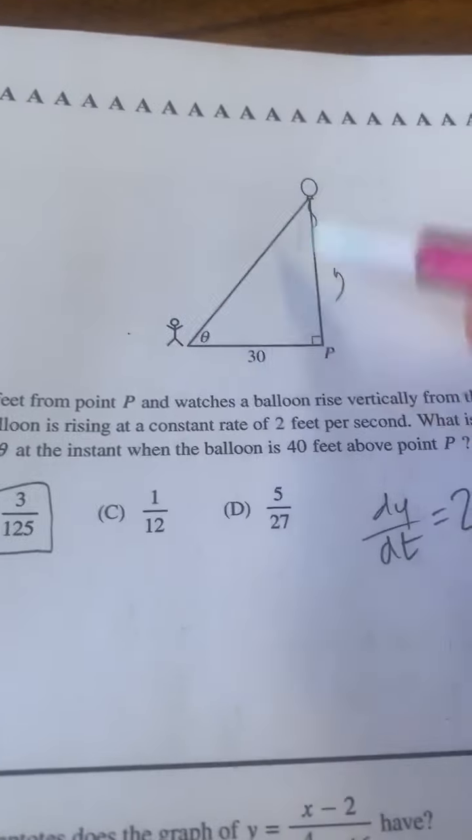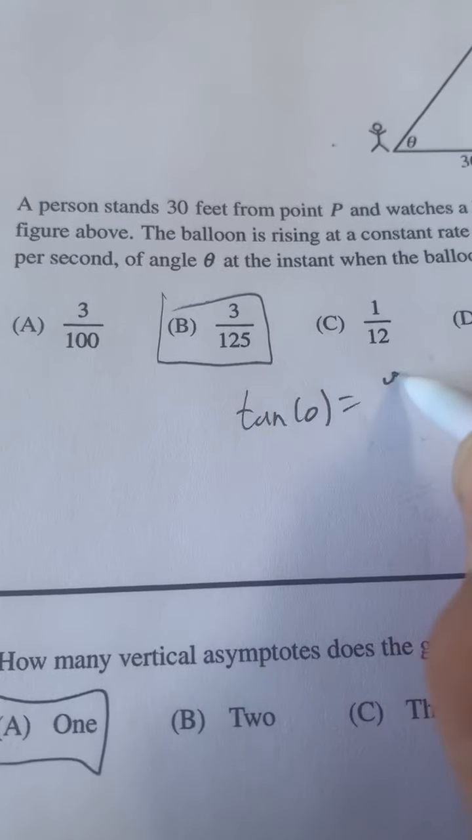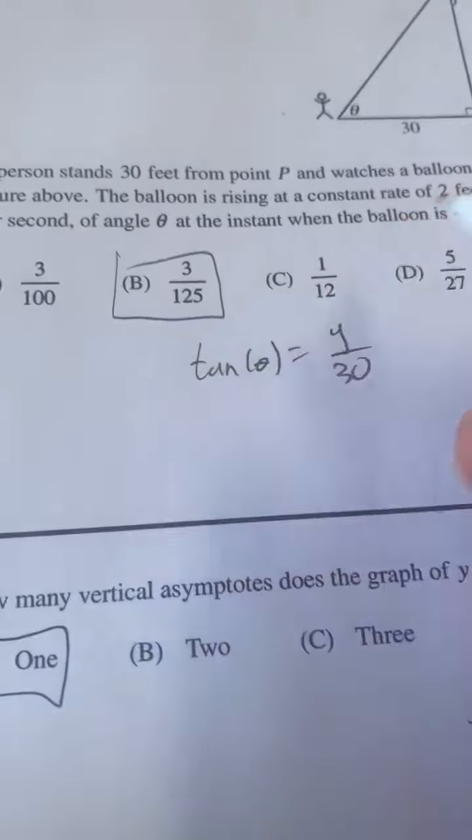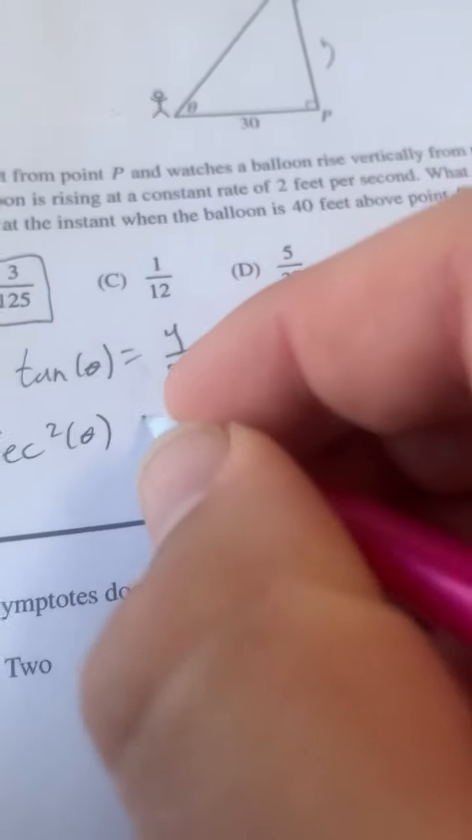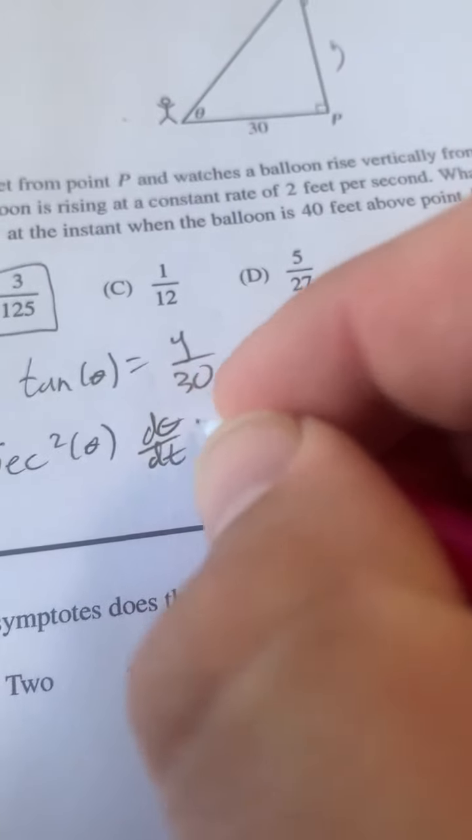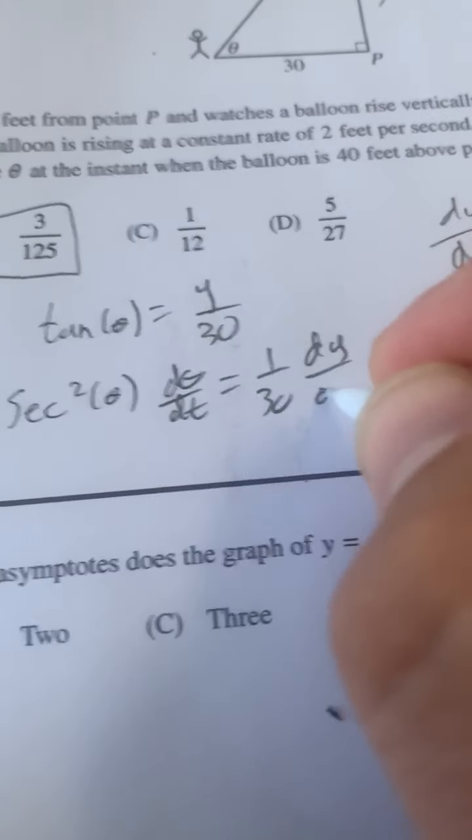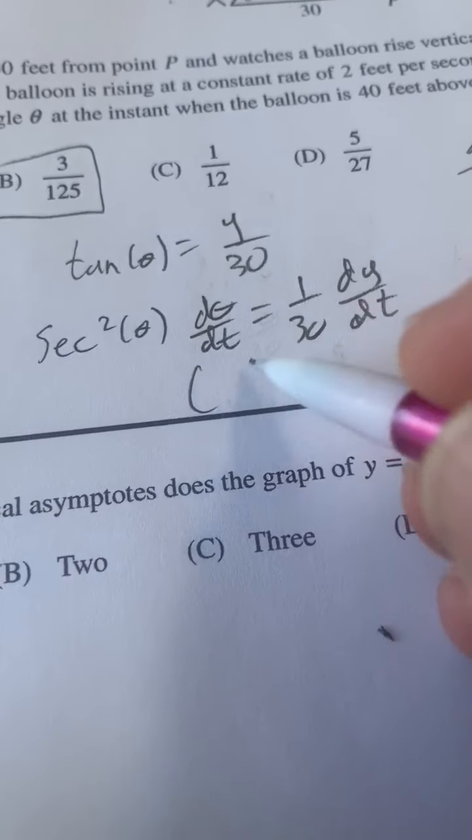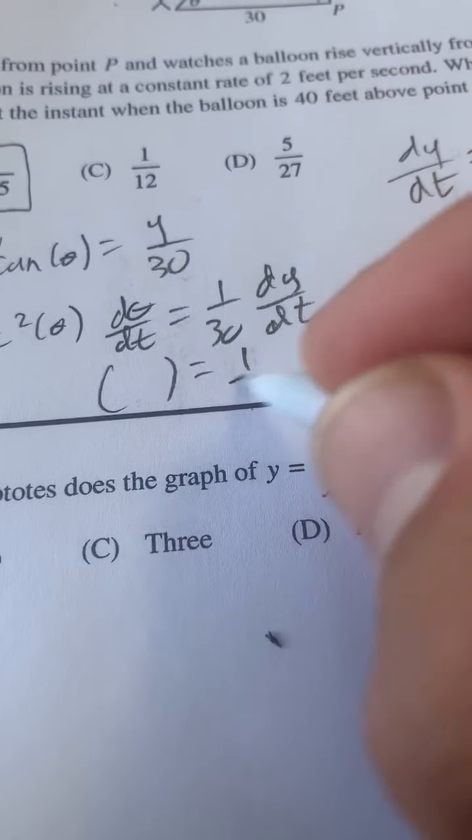So I need an equation that puts these together, so I'm going to use tangent. So tangent of theta equals y over 30, or 1/30th y. If I take the derivative here, I've got to tag everything. So I get secant squared theta d theta/dt equals 1/30th dy/dt. I'm going to fill in what I know. So d theta/dt is my question. I've got 1/30th dy/dt is 2, so this will be 1/15th.